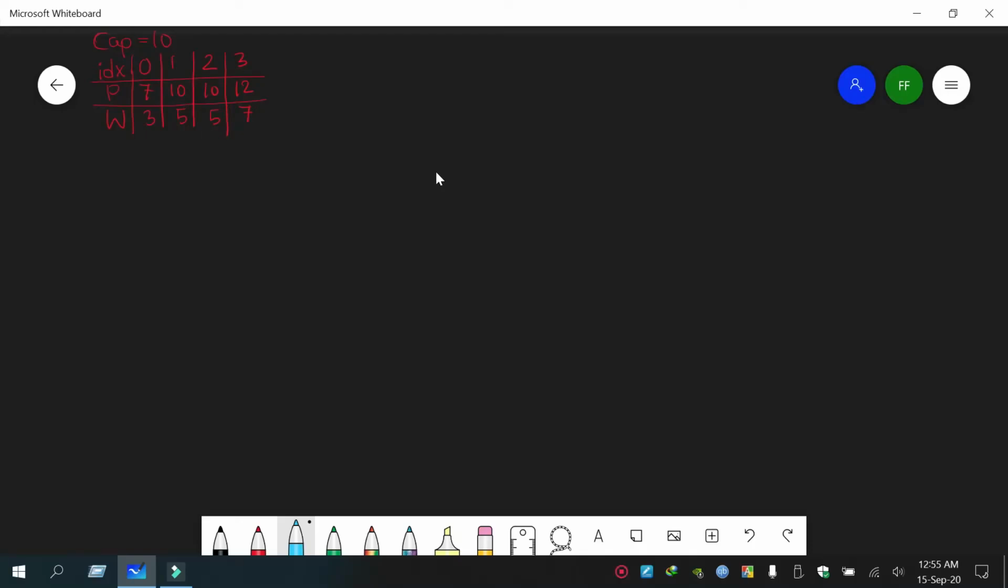Okay, the problem statement is that we have come to a store to steal some things, and we have a backpack or a knapsack, and the capacity of the knapsack is 10. So if you carry more weight than 10, then the bag will rip apart. Now there are 4 items in the shop, and these are the indexes of the items, and the second row is the price of the items, and the third row is the weights of those items. Now we have to find out what is the most price that we can carry without ripping the bag apart.